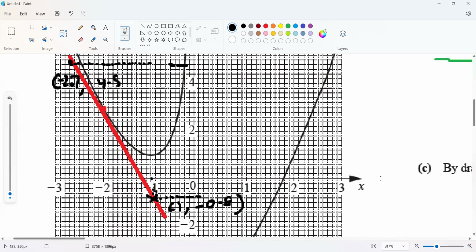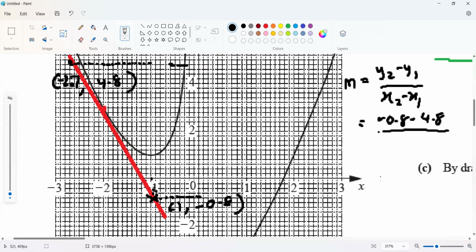So 4.8. So once you select any two coordinates that are of your choice, you can find the gradient. The gradient is simply the normal calculation, y difference over x difference. So in this case, it would be negative 0.8 minus 4.8 over 1 minus negative 2.7. Once again, you may not get the same values as I do because I'm not drawing it exactly to scale as you are. Please do it exactly to scale as you can see in your question there. So you should get a better answer than mine in that sense, right?